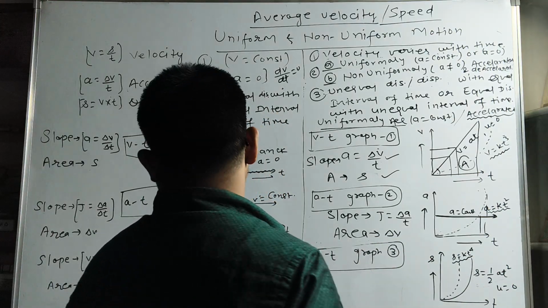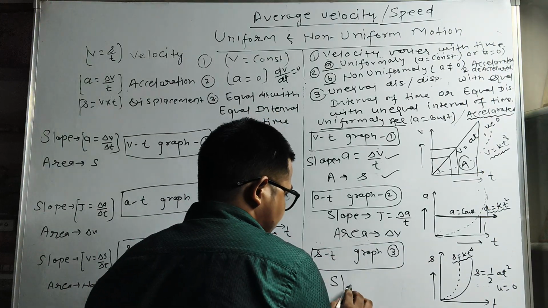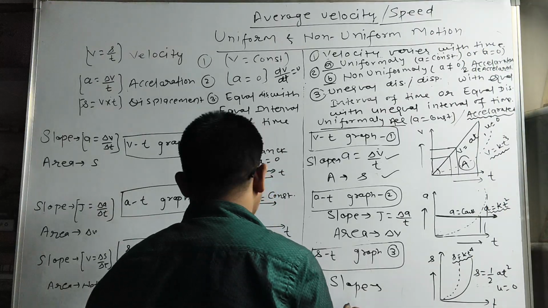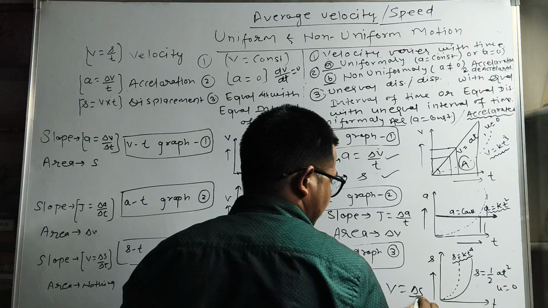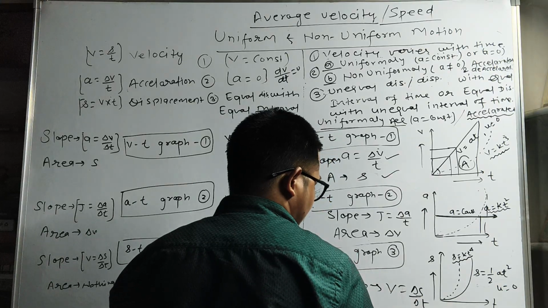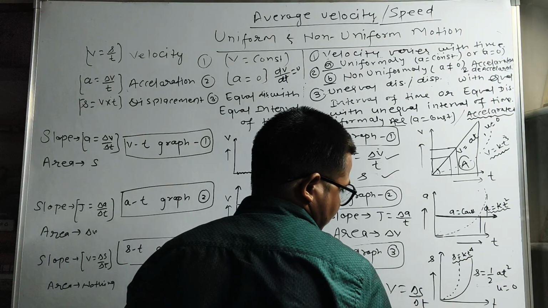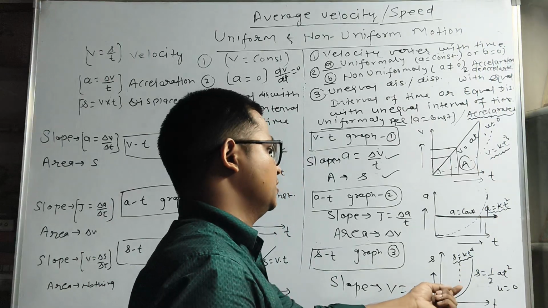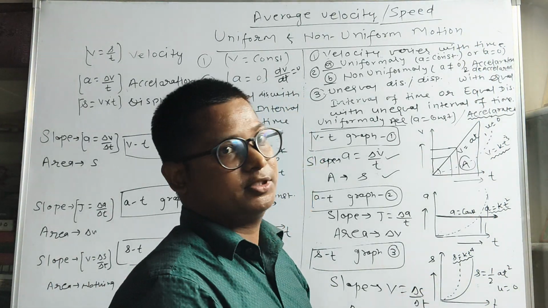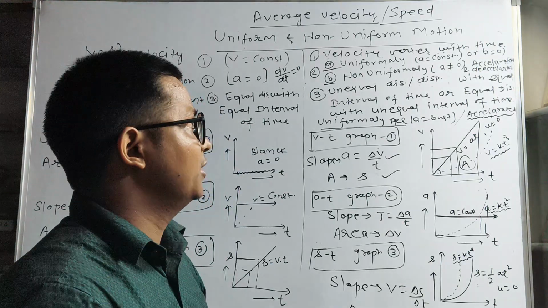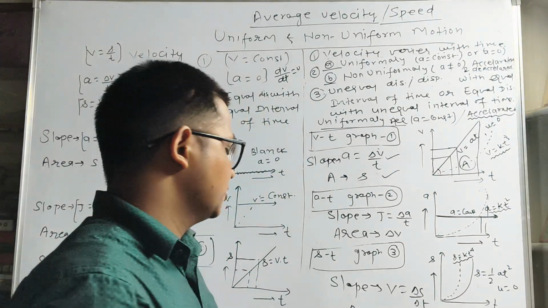In the ST graph, the slope of this graph gives the velocity, that means delta s upon delta t, and the area under the curve gives nothing. So this is uniformly accelerated motion, and this dotted line represents the non-uniformly accelerated or deaccelerated motion.